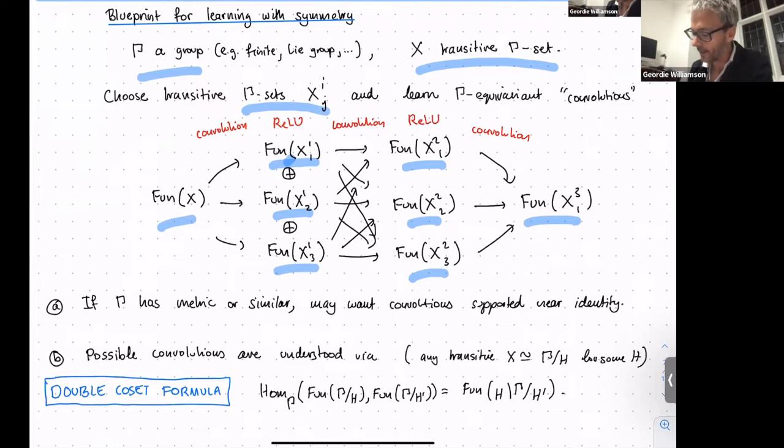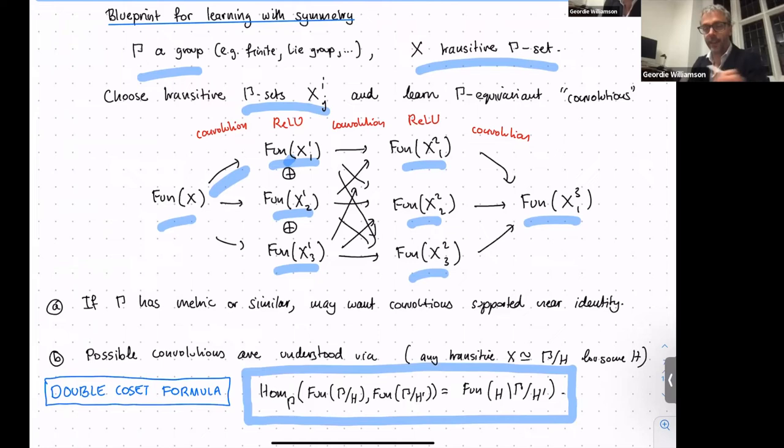And the other very important basic thing is that it's very important to know what the space of equivariant maps is from one transitive G-set to another. And this is given by this beautiful double coset formula. This is another fundamental basic statement in representation theory.